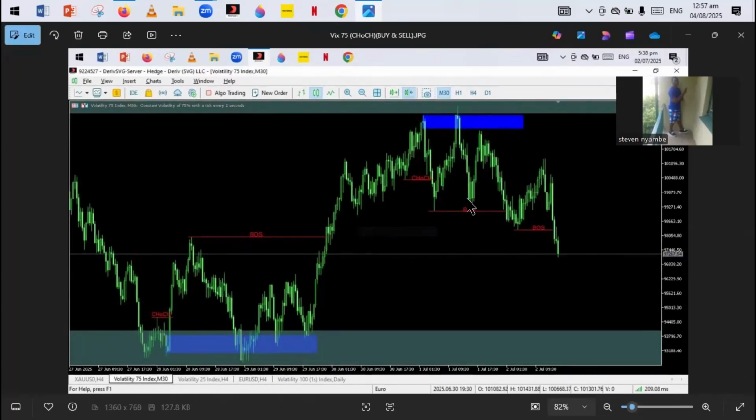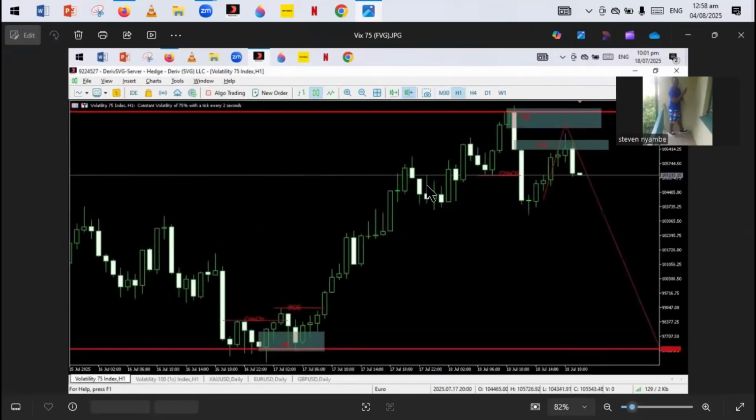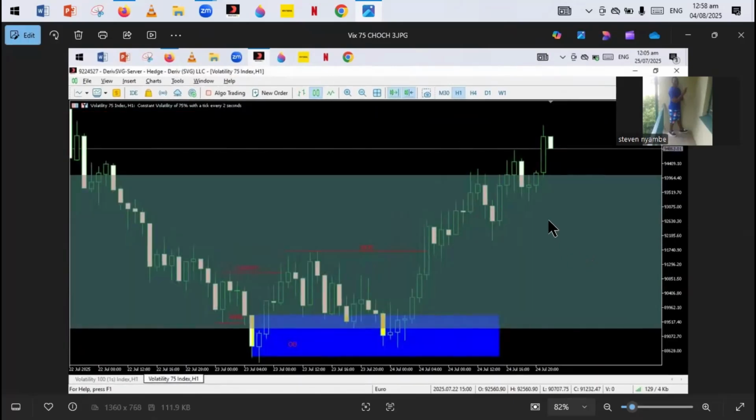So this is the same entry in M30, change of character. Wait for price to go and tap into this order block, which caused this change of character. Same applies to this one. There was higher high, higher low, change of character. Price went back, and in this case price did not tap into the order block. However, it tapped into the fair value gap that I marked and then started shooting down.